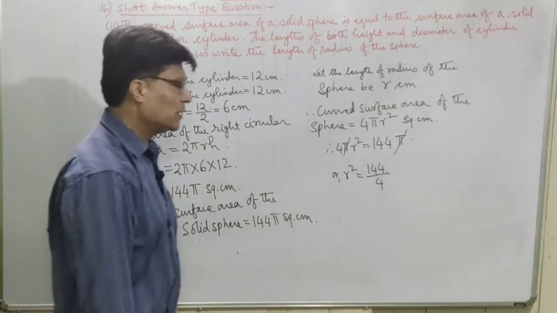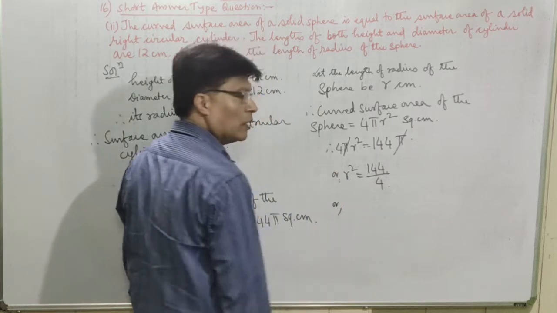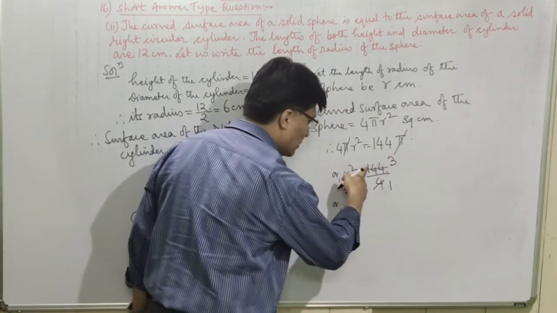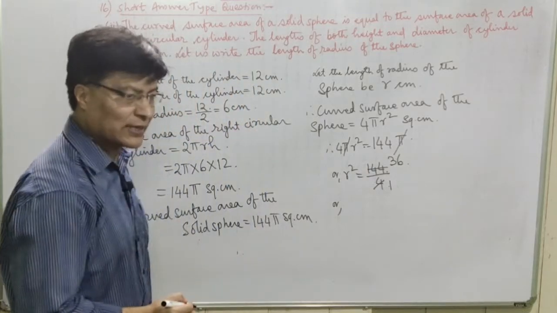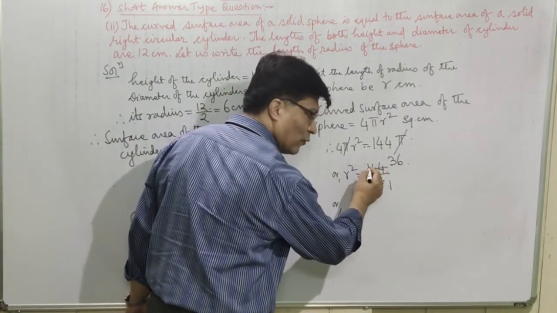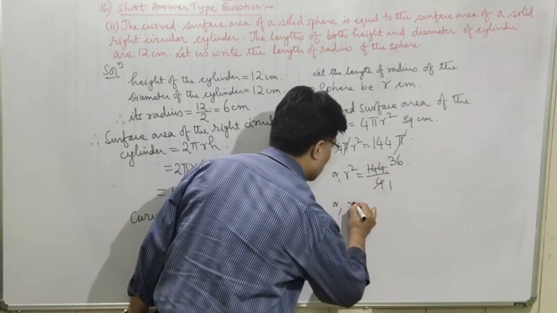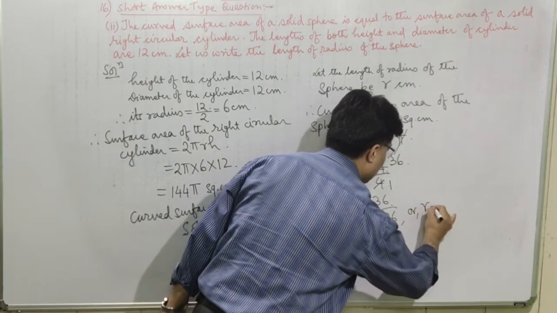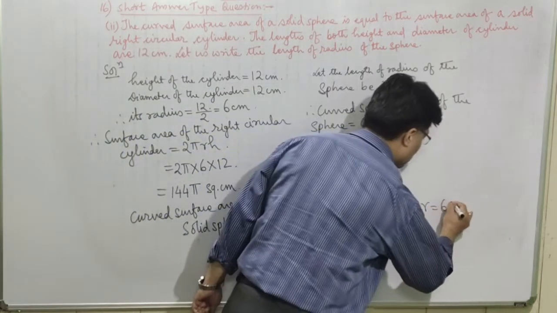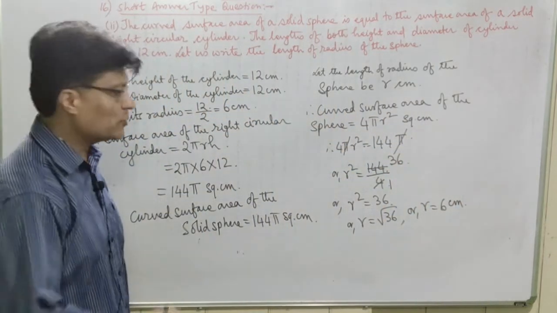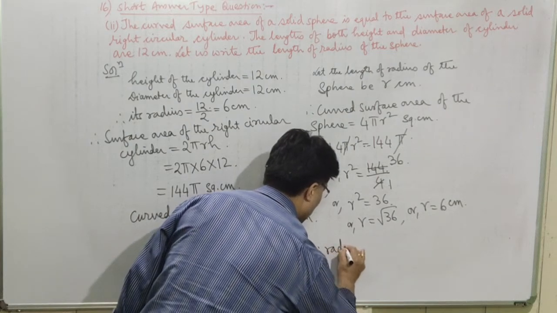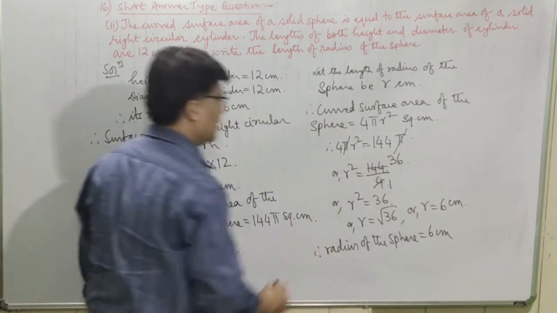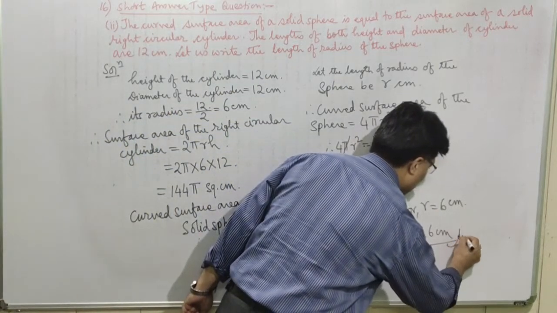So I think you have understood it. Now, 4 ones are 4, 4 threes are 12, 14 minus 12 is 2, 24, 4 6s are 24. So r square is equal to 36. What is the value of r? It is the square root of 36. So r is equal to 6 centimeter. So what is the radius of the sphere? It is 6 centimeter. Therefore, the radius of the sphere is equal to 6 centimeter. So this is the answer.